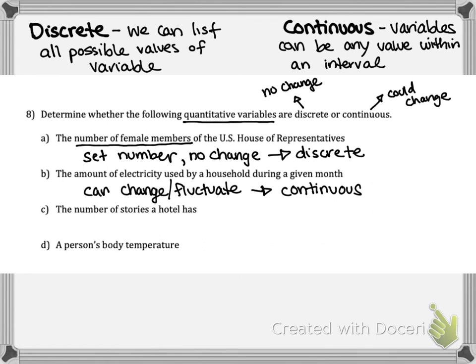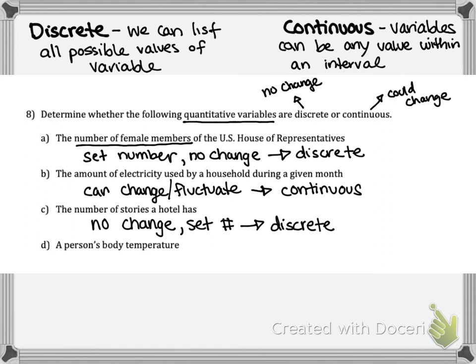Okay, part C. The number of stories a hotel has. All right. So the number of stories a hotel has, that's the number of floors, right? Is that something that can change between today and tomorrow? Or is that something that's a set number and will not change? So this has no change. It's a set number of floors. So therefore, it's discrete.